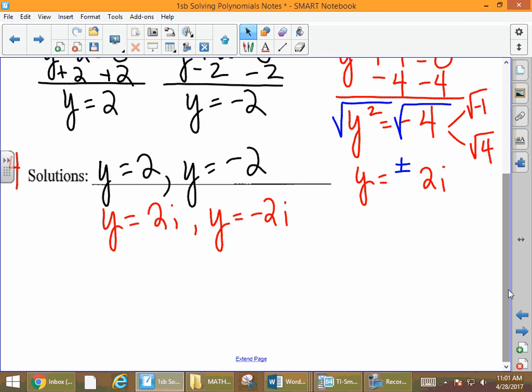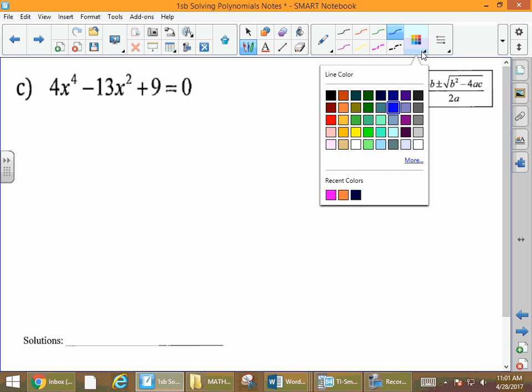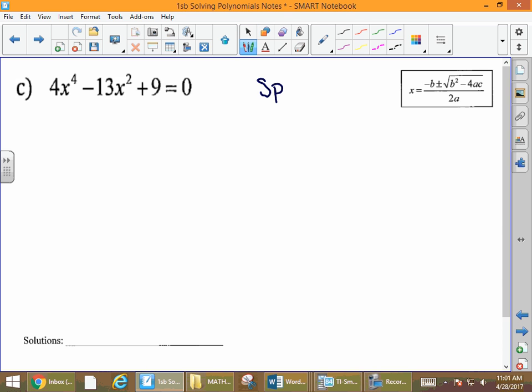So to finish, this problem, 4x to the fourth minus 13x squared plus 9, sometimes confuses people because it's got 4x to the fourth. This is still a split the middle problem. And we may or may not need to use the quadratic formula. But when we split the middle, here's our A and there's our C.